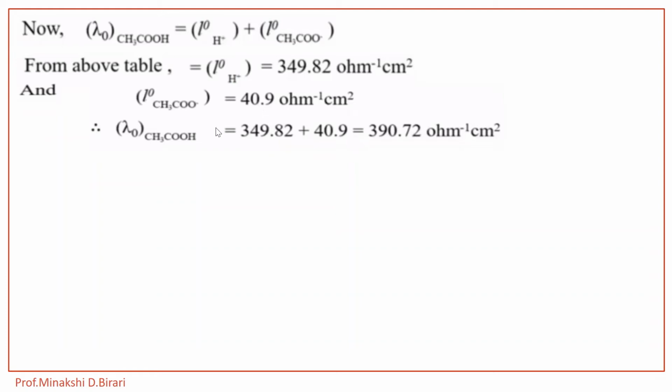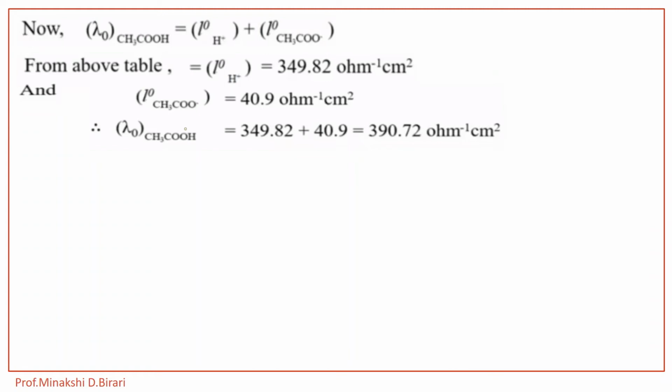Therefore here lambda 0 of acetic acid CH3COOH is equal to 349.82 plus 40.9, that becomes 390.72 per ohm centimeter square. So by using that method we can calculate lambda 0 for a weak electrolyte. The acetic acid is a weak electrolyte. So this is the first method.